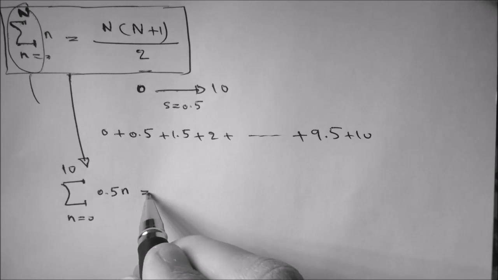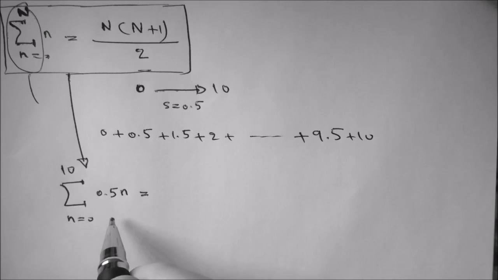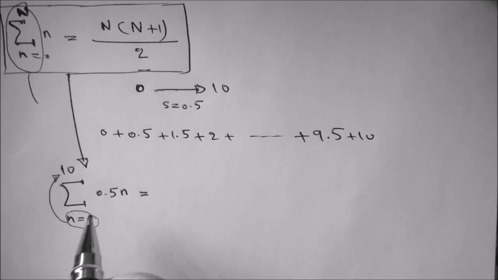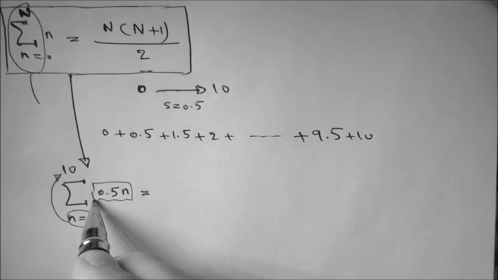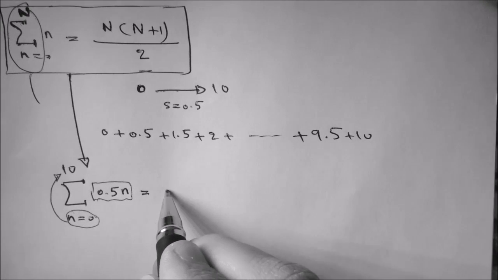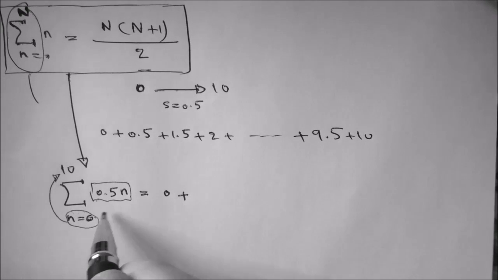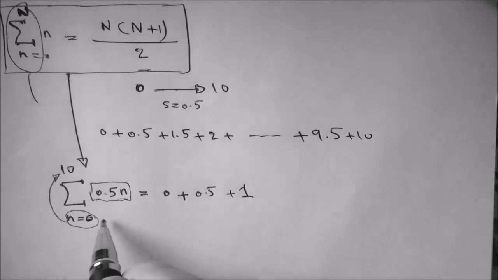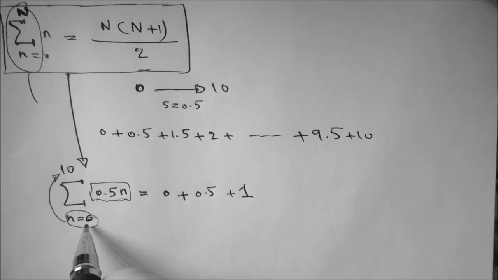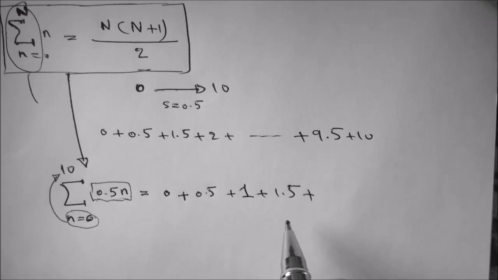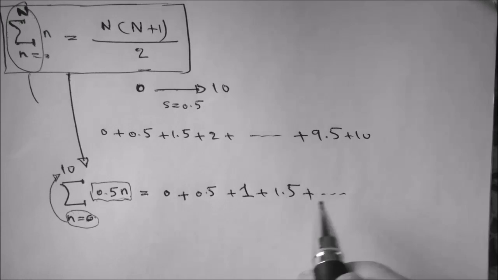What we have here is that n will continue to work in integer steps from 0 to 10, but effectively this term will move in steps of 0.5. We expand this summation: we get 0 plus, when n equals 1, this is 0.5 only. When n equals 2, this is 1. When n equals 3, this is 1.5. So we force the summation to work in a step of 0.5.